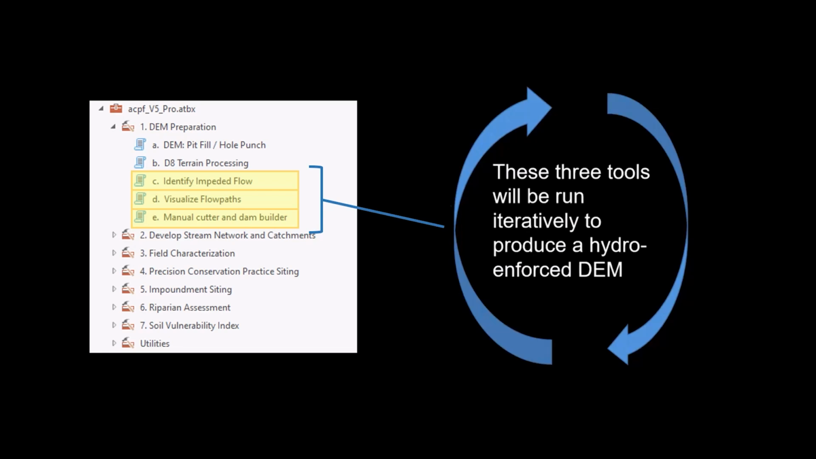The second is Visualize Flow Paths, and the third is the Manual Cutter and Dam Builder. These three will be run iteratively to create an accurately hydroconditioned DEM. It's extremely important that you take your time and are diligent through this process. If you don't take your time or skip steps, you're going to lack an accurate flow network, and in return, you're also going to have inaccurate conservation practice placements down the road.